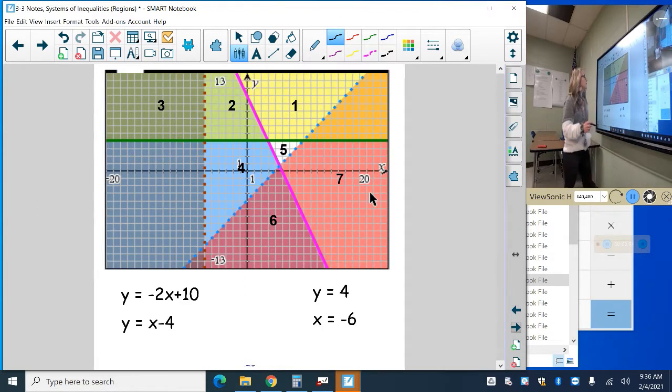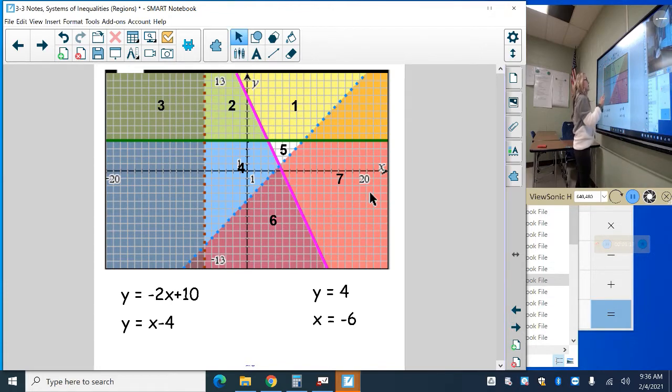So I have to look at these equations, look at the green line. One of these four equations has to go with that green line. We're not looking at the shading yet, we're just matching the equations. Well, if I look, this is a horizontal line at y equals 1, 2, 3, 4. At y equals 4. So I'm going to take my y equals 4 and I'm going to match it up with the green line.